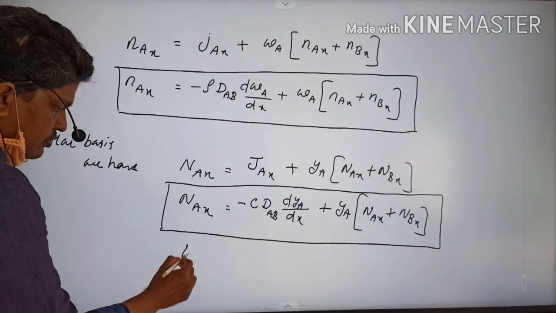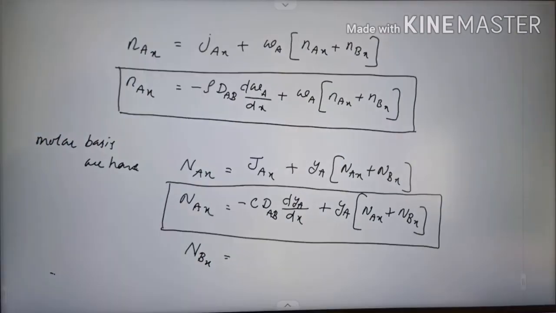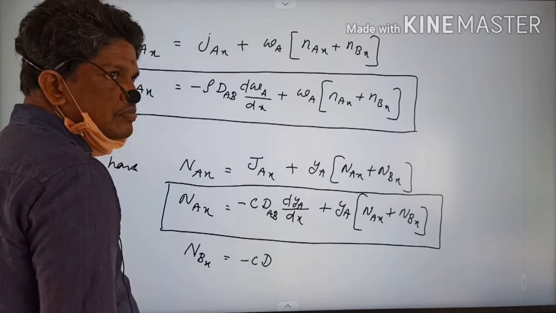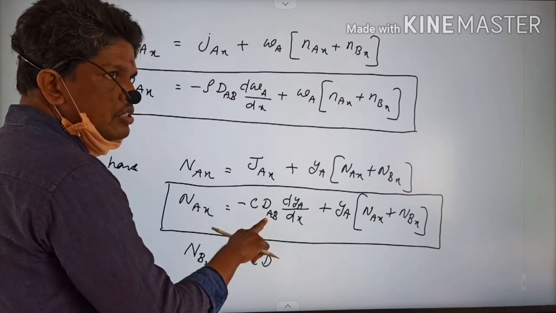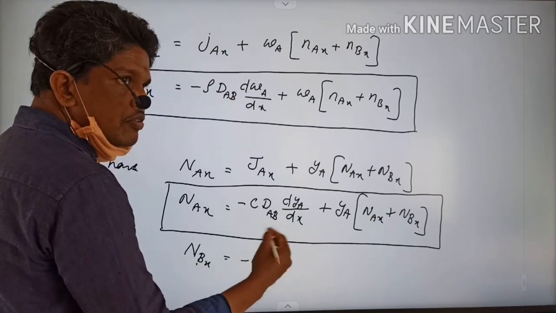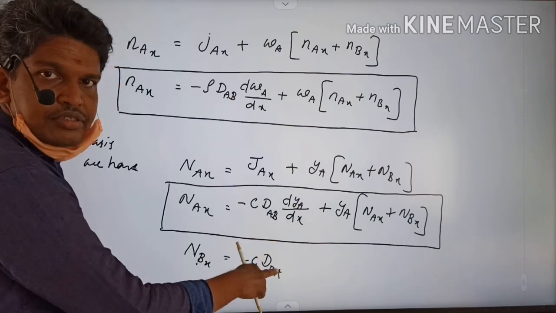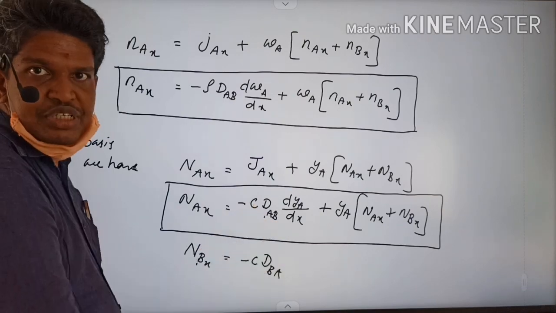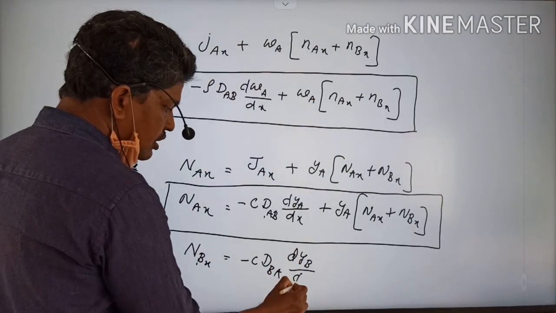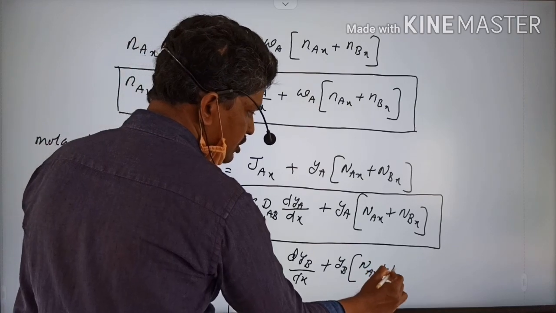Similarly, you can write NBx, the total molar flux of component B in x direction, which is equal to minus C DBA into dYB by dx plus YB into NAx plus NBx. Here DAB is the diffusivity of component A in fluid B, and similarly DBA is the diffusivity of B in fluid A.